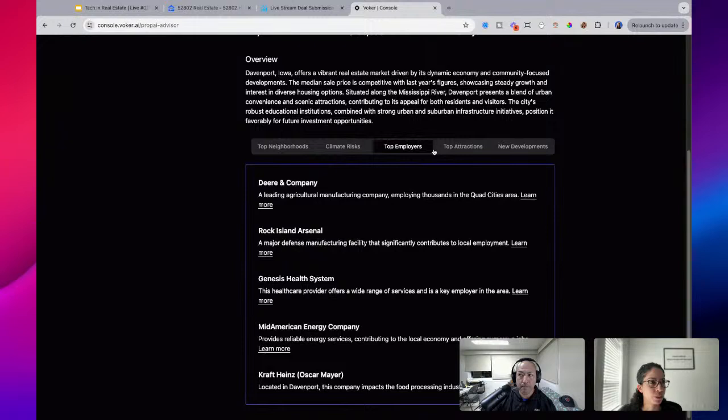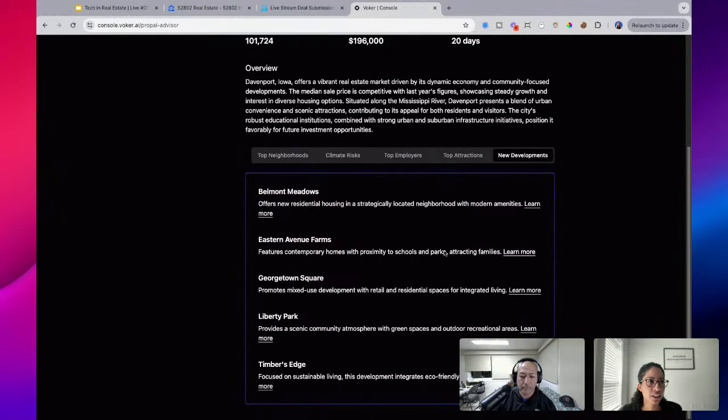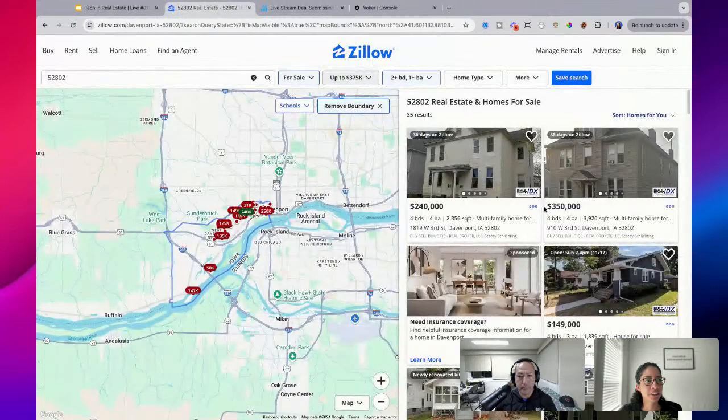Let's look at some employers. Deere and Company, the agriculture manufacturing company, is there. Kraft Heinz, I didn't know that. Some attractions, and new development doesn't look to be too much. Overall, it looks like it could be a cash flowing area with the median sale price being pretty low. So let's dive into it.